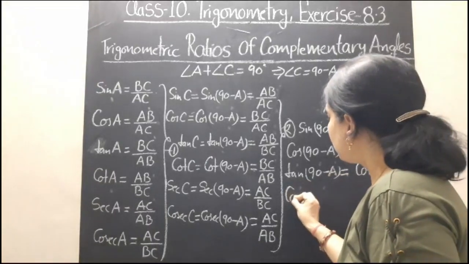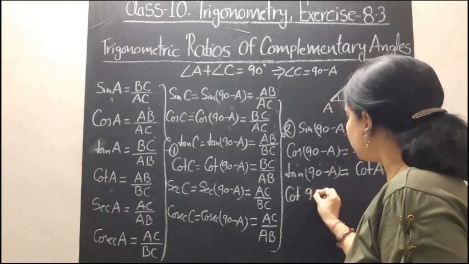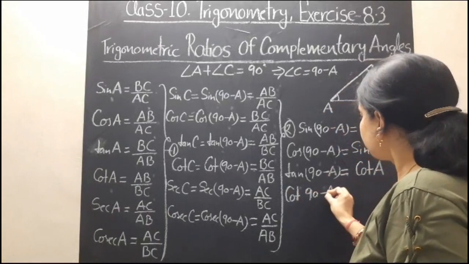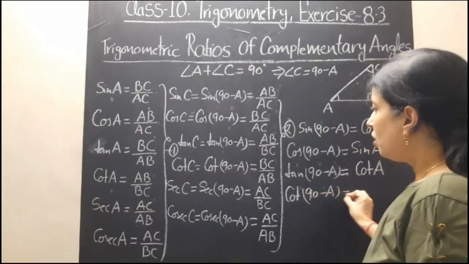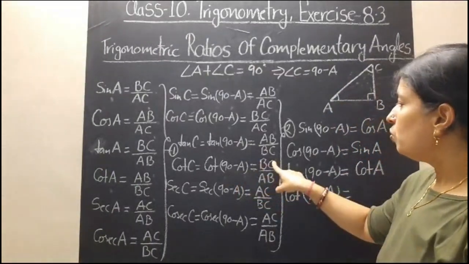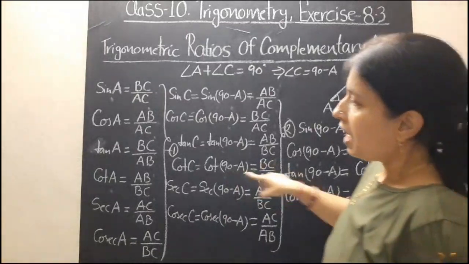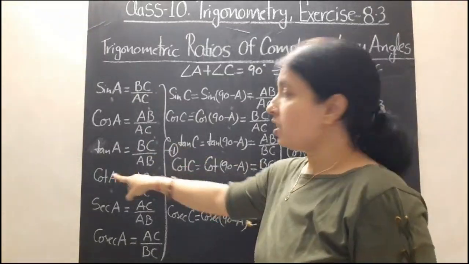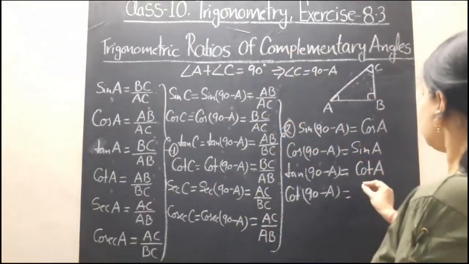Then cot 90 minus A. Cot 90 minus A is equal to BC by AB. And BC by AB is here tan A. So write here tan A.